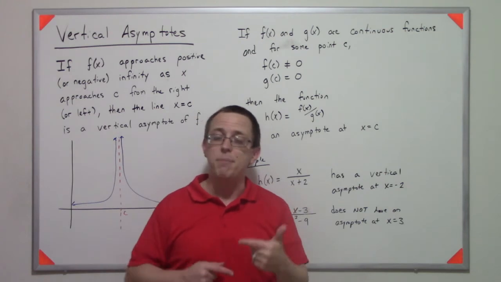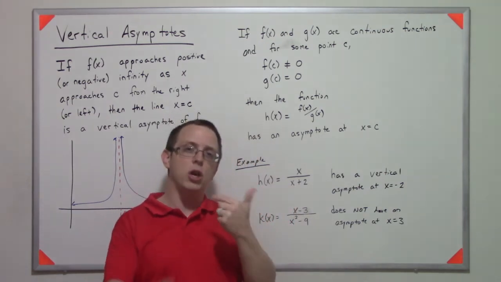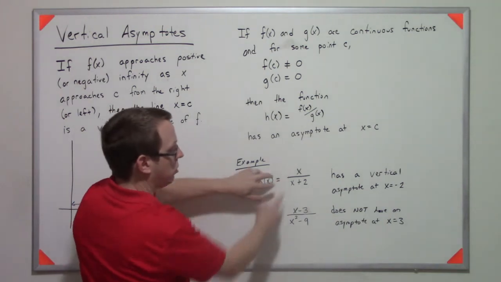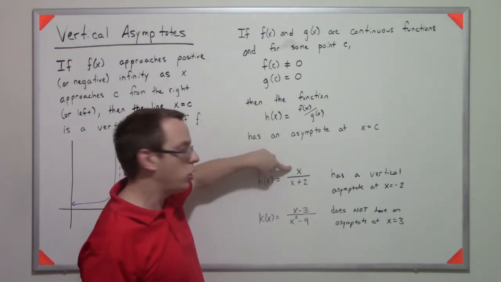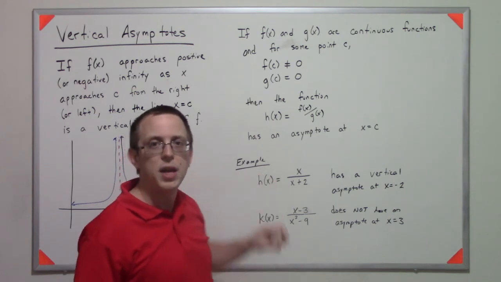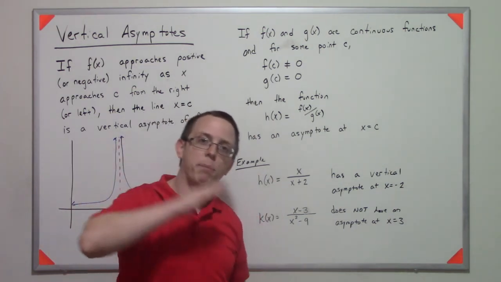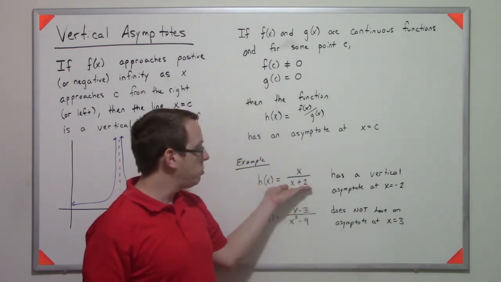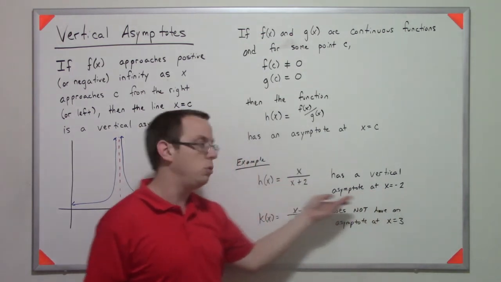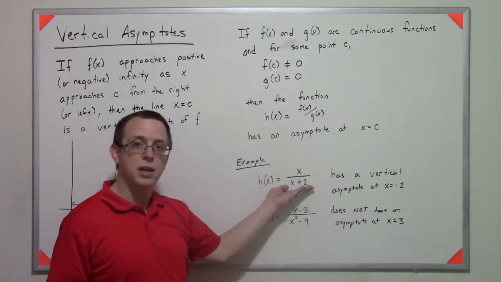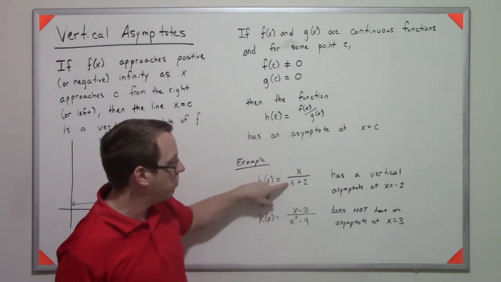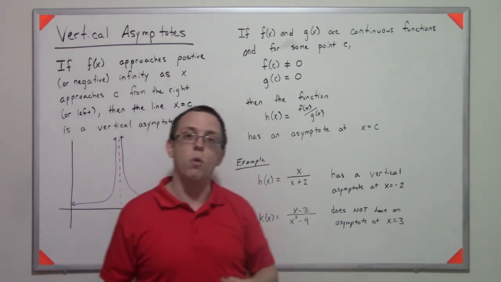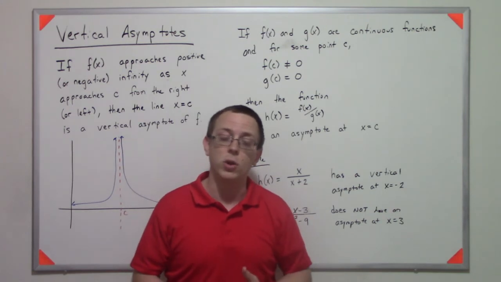Now, I kind of said that backwards, because in practice you're usually going the other way around. You're taking a function like this, and saying, okay, I have some function on top and some function on bottom. Can I find a point where the bottom function is 0, but the top function isn't? In this particular case, if I plug in -2, the function isn't defined at -2, because the bottom function would be 0 and the top function wouldn't be. So therefore, we say that function has a vertical asymptote.